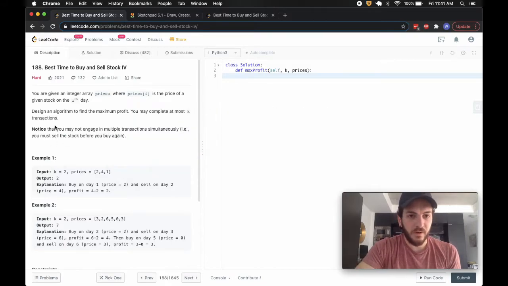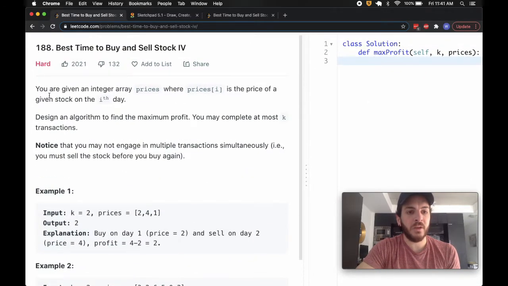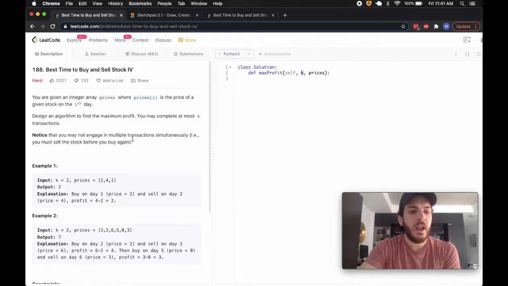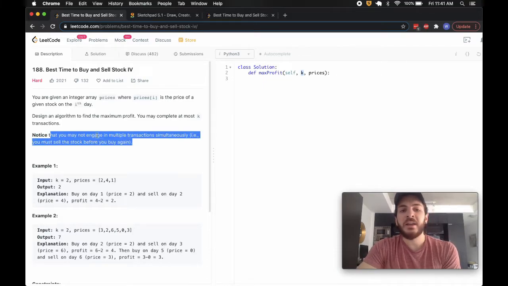So now with all those disclaimers out of the way, we're given an integer array called prices, where prices[i] is the price of a given stock on the ith day. We need to design an algorithm to find the maximum profit. We can complete at most k transactions. So we're given this prices array, and we're given k transactions. Notice that you may not engage in multiple transactions simultaneously, so we must sell a stock before we buy it again. That makes things a tiny bit easier.